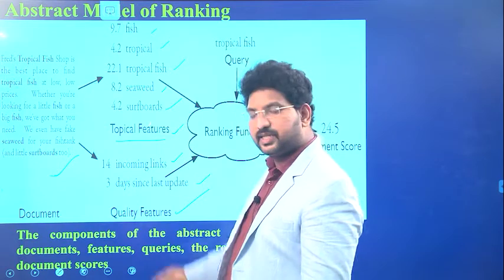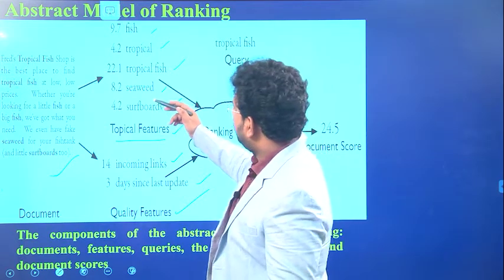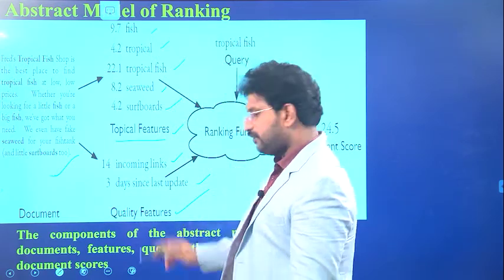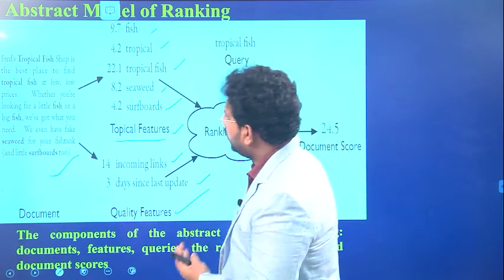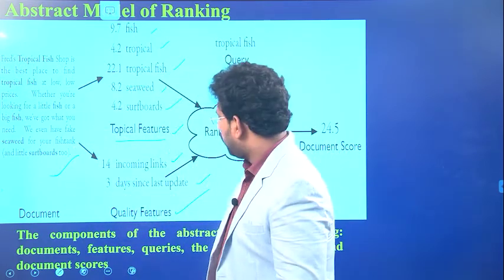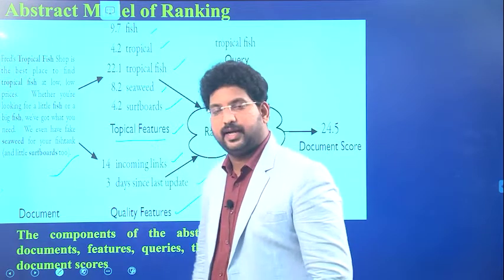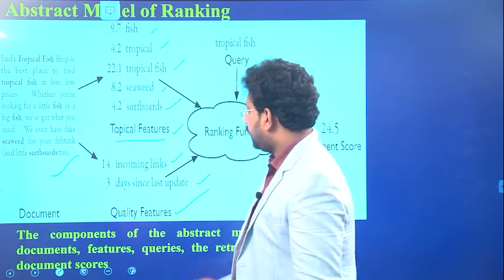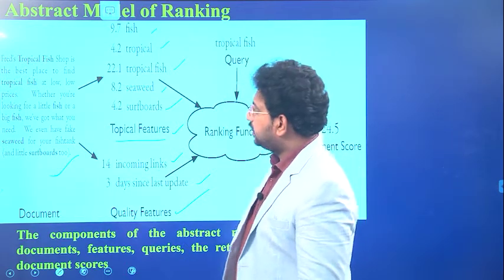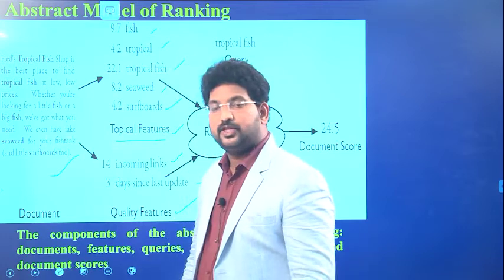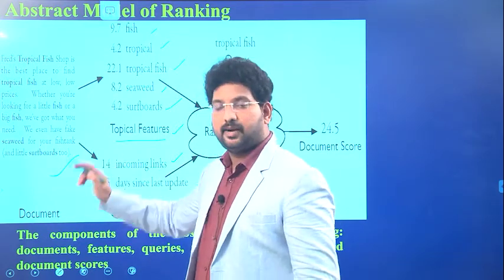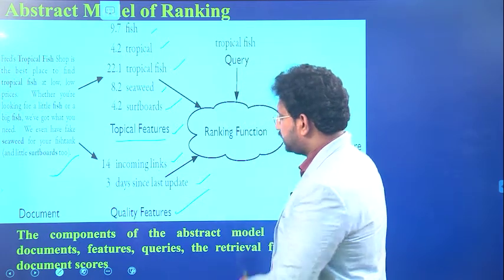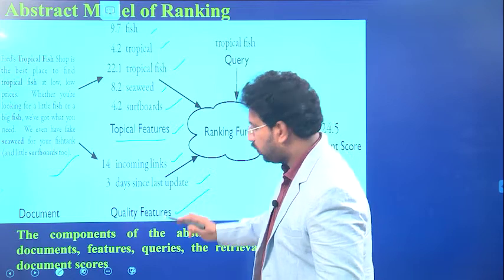The topical features indicate the related information about the particular document subject, and the quality features indicate how qualitative these documents are. That is about how many incoming links the document has from different web pages, and since how many days back these pages were updated. So this is about incoming links and days since last update. This is about the quality features.